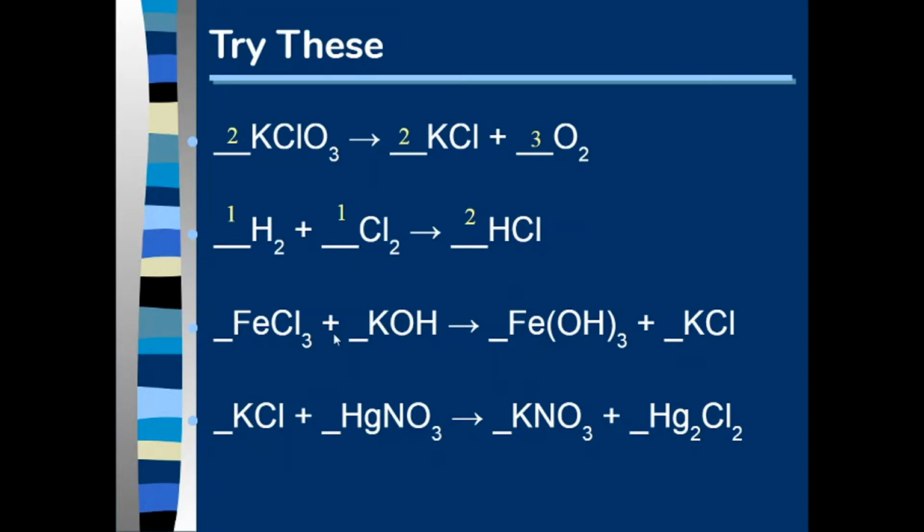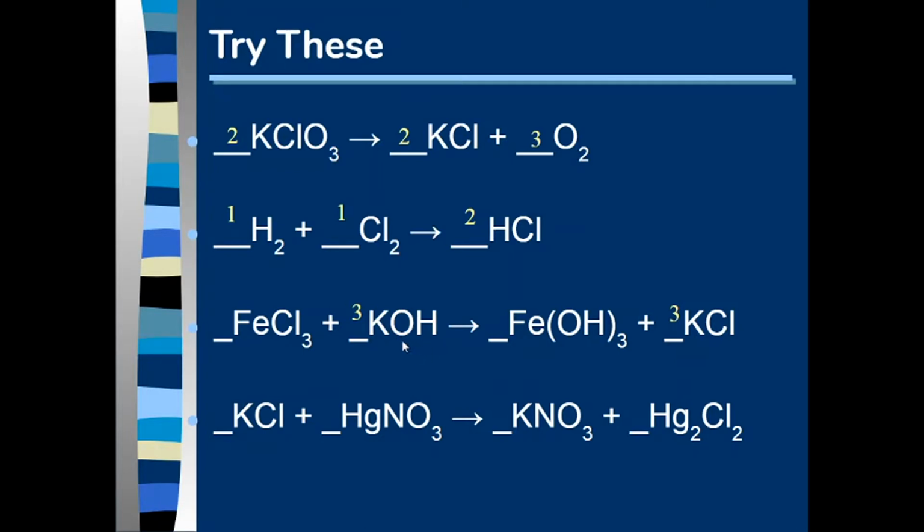Let's go down here to my third example. I have 1 iron on the left and 1 iron on the right. I have 3 chlorines on the left and only 1 chlorine on the right. So I'm going to go ahead and pop a 3 out in front there. That just gave me 3 potassiums on the right, and I only have 1 potassium here on the left. So I'm going to put a 3 out in front to make my potassiums equal. And now I have 3 hydroxides.